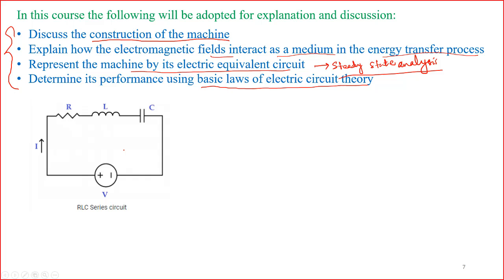Okay, now we'll talk about what steady state analysis means. You can see here I'm showing you a simple series RLC circuit, where the current is passing through this network, and here I have connected a DC voltage source. Now I can write the equation for this network; one is called steady state modeling.